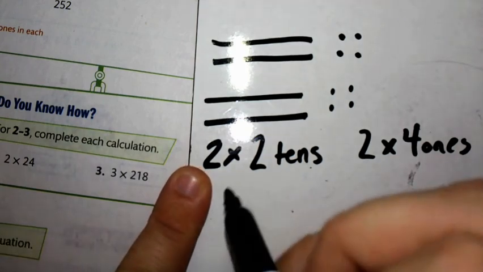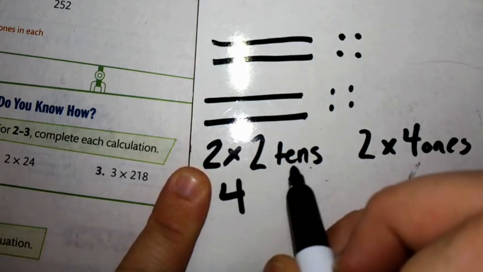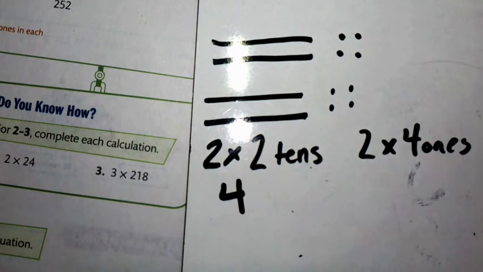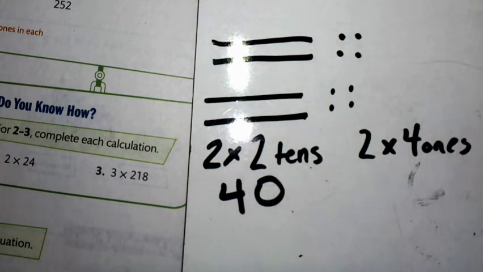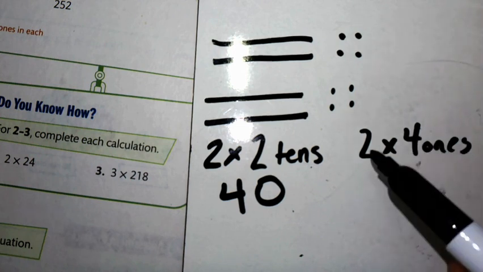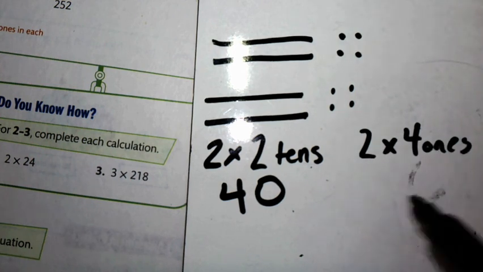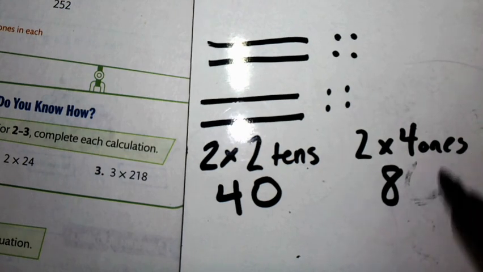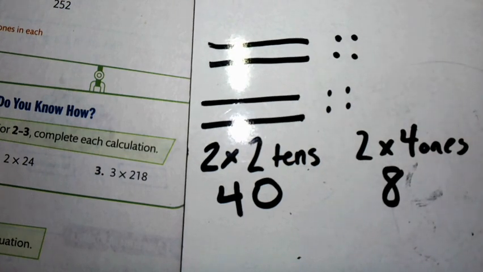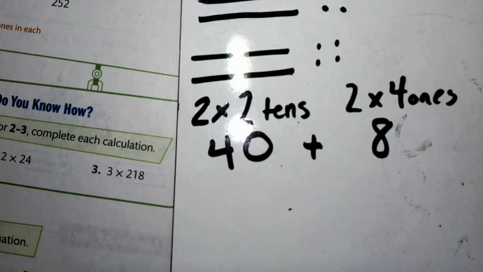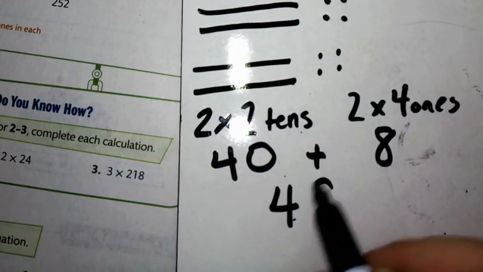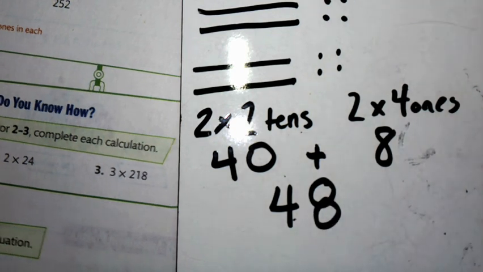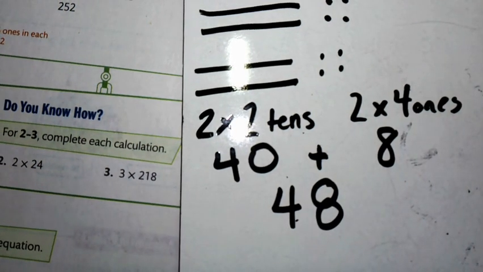2 times 2 is going to give me 4, and it's in the 10 spot. So that tells me that I need to put a 0 behind it. So it's 40. 2 sets of 10 is 40. In my ones place, I've got 2 times 4, and that's 8, and that's in the ones place. So I don't need any zeros for that one. I can add these two together, and now I can say, well, it's 40 plus 8 is going to be 48.